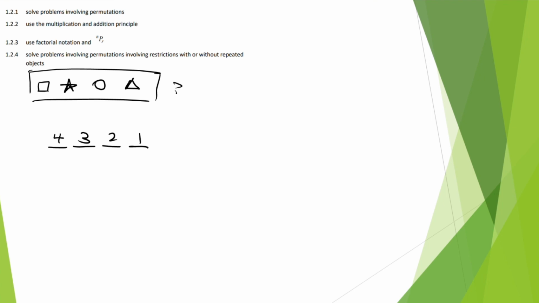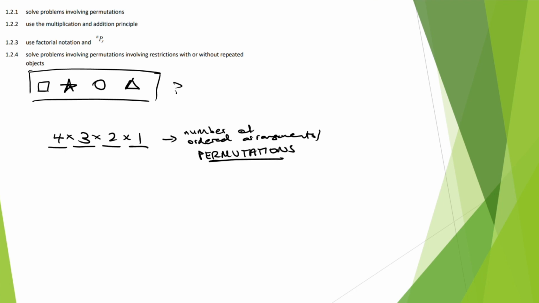Now, 4 times 3 times 2 times 1 represents the number of different ordered arrangements, or permutations, of those 4 objects. Okay? So it represents the number of ways I can arrange the square, the star, the circle and the triangle in a row, essentially.